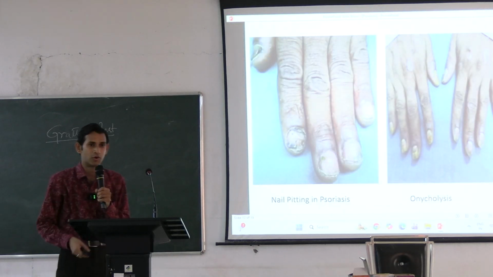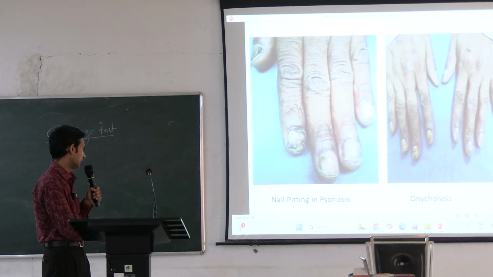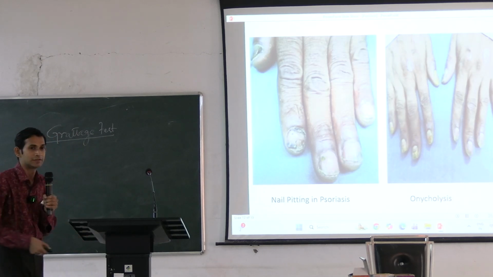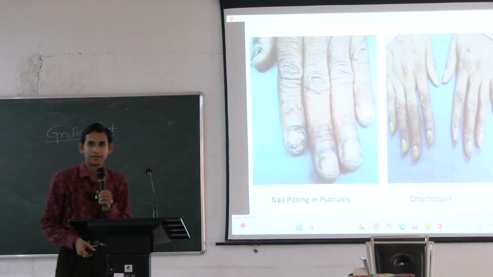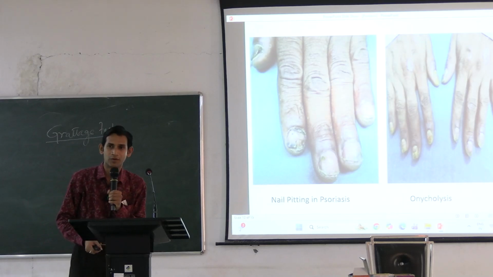Now coming to the nail involvement. As you can see, in nail psoriasis there is small pitting of the nail, small depressions can be seen. This is the pitting of the nail. This is the earliest feature of the nail changes, that is thimble pitting of the nail. MCQ day: what is the earliest nail change in psoriasis? That is thimble pitting of the nail.